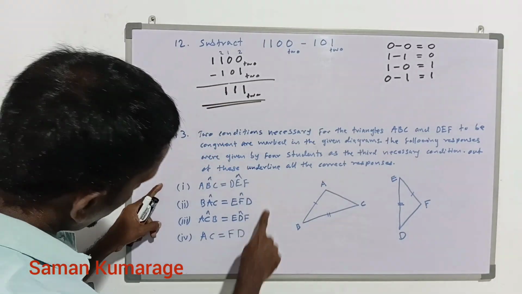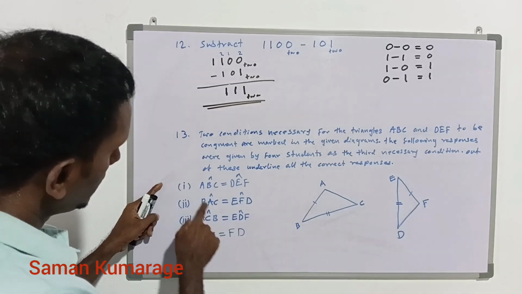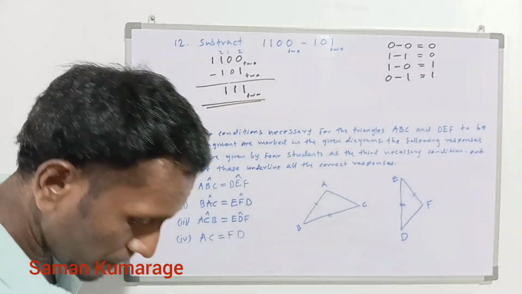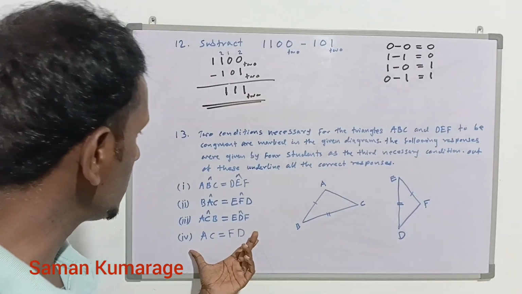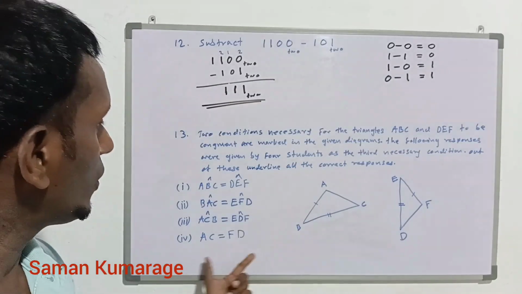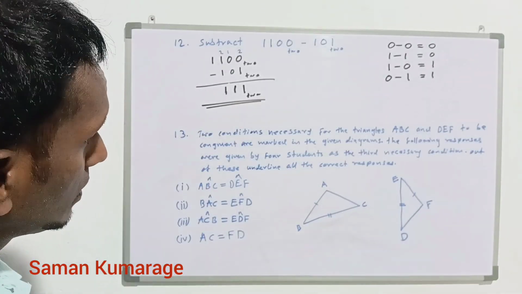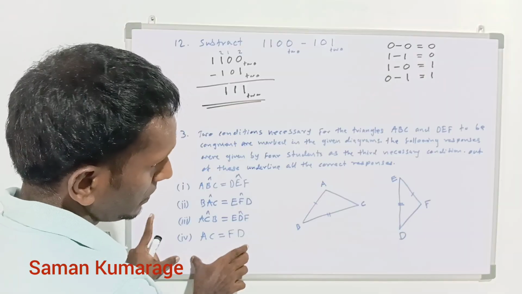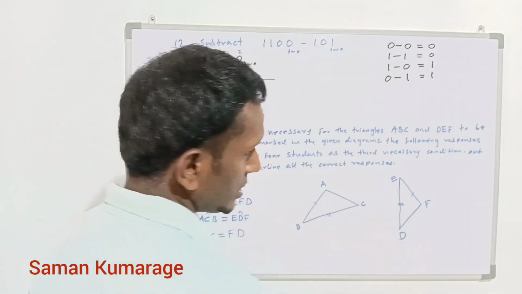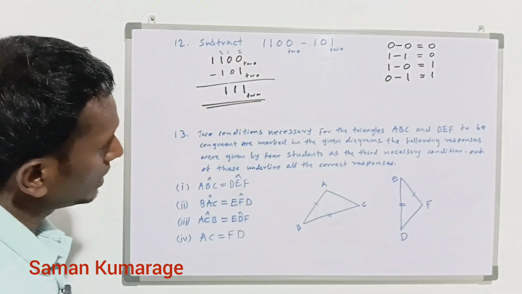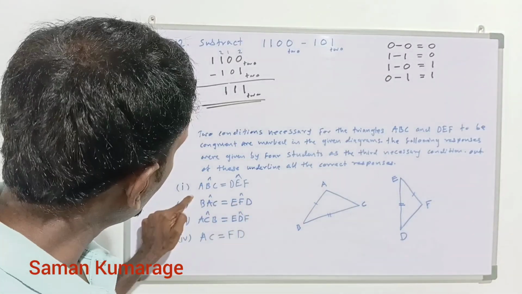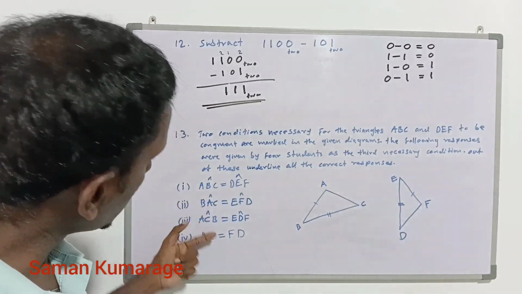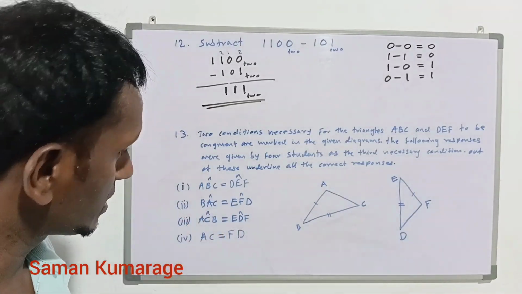But these four answers are the answers given by four students as the third condition for these two triangles to be congruent. Let's see which of these are correct conditions.